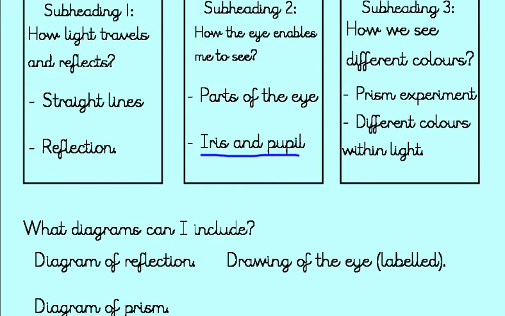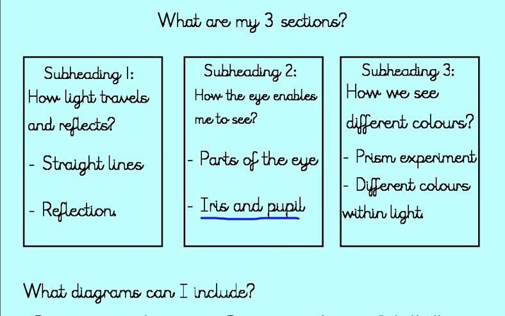So what you need to do today is you need to fill out this report. You need to come up with 3 subheadings, and then under those subheadings you need to think about the things you're definitely going to talk about. So I've bullet pointed some things that we're going to talk about in our subheading. So light travels in straight lines, definitely going to need to talk about that. Reflection, parts of the eye, iris and pupil, prism experiment, and different colours within light. And those are things that you're going to want to talk about under each subheading.